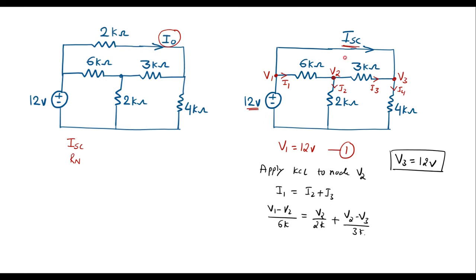So now we need to calculate ISC. From this circuit we can observe that ISC is the current which is moving towards V3. So at this node, I3 plus ISC is equal to I4. That is, ISC plus I3 is equal to I4, or I can write ISC is equal to I4 minus I3.